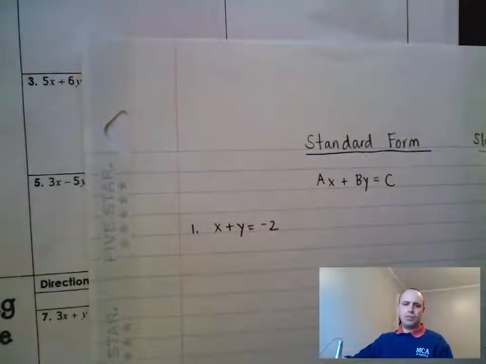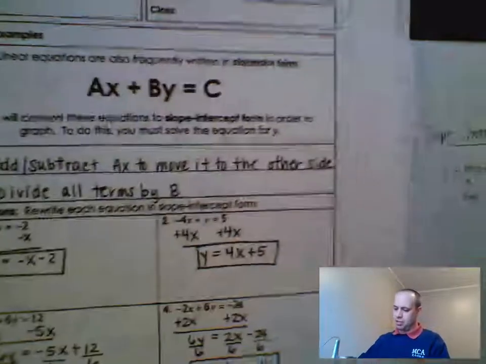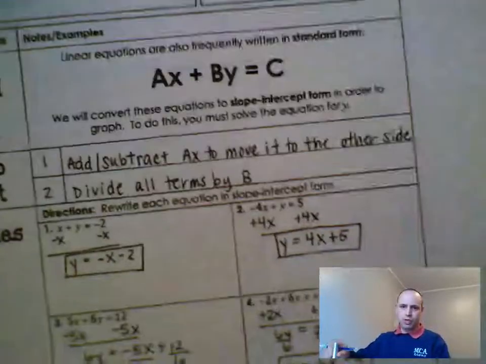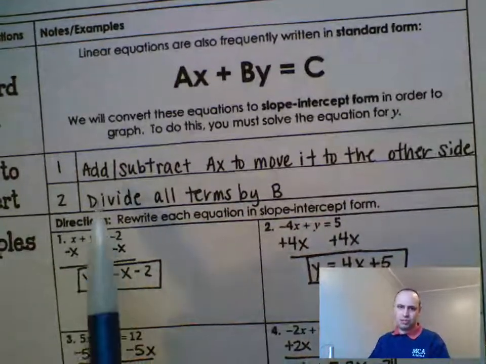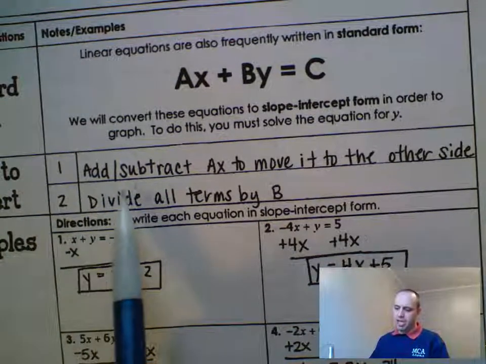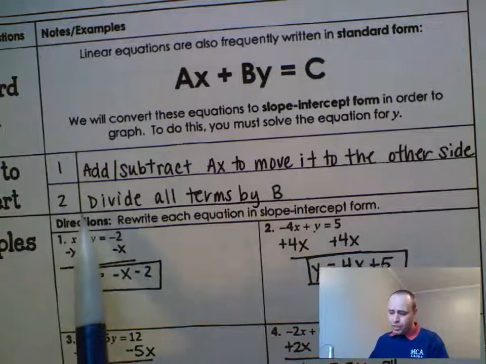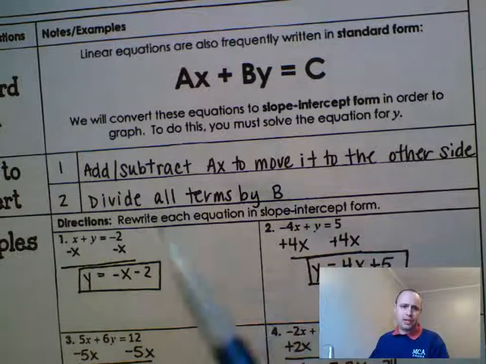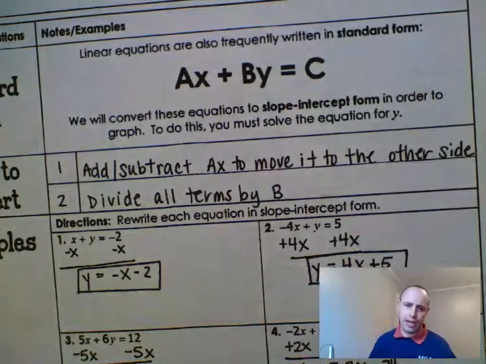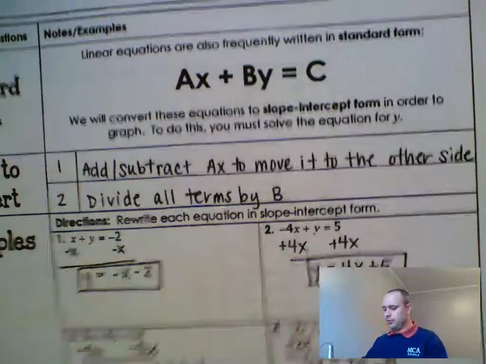If you have the notes today and you're working off these notes, you can pause the video real quick and write down number 1 and 2. The steps you can use are to add or subtract ax to move it to the other side, and then divide all the terms by b. But I'll show you how to do that. If you don't have these notes, you don't have to write that down. I'll just show you.